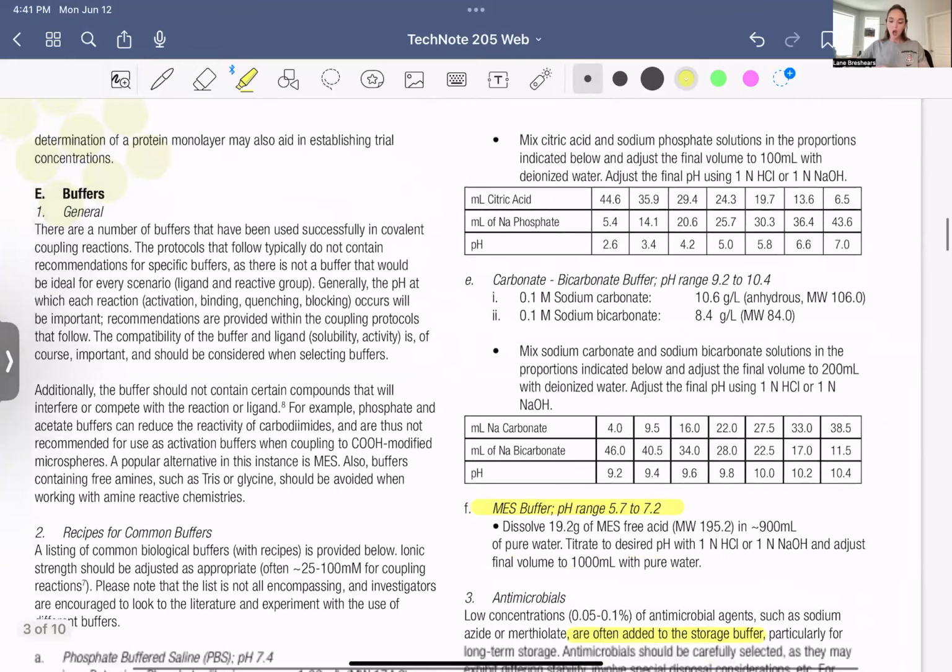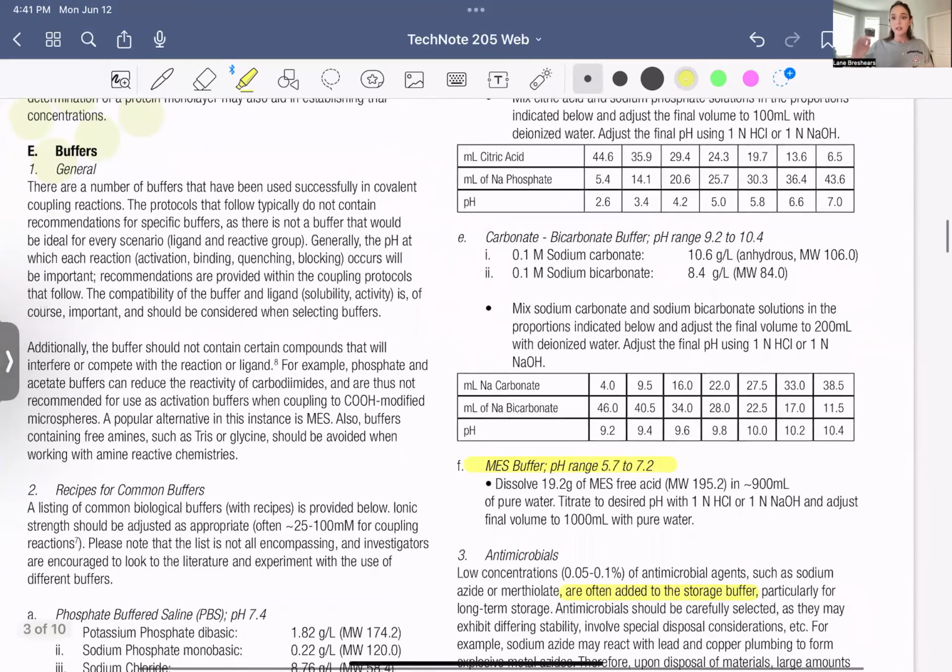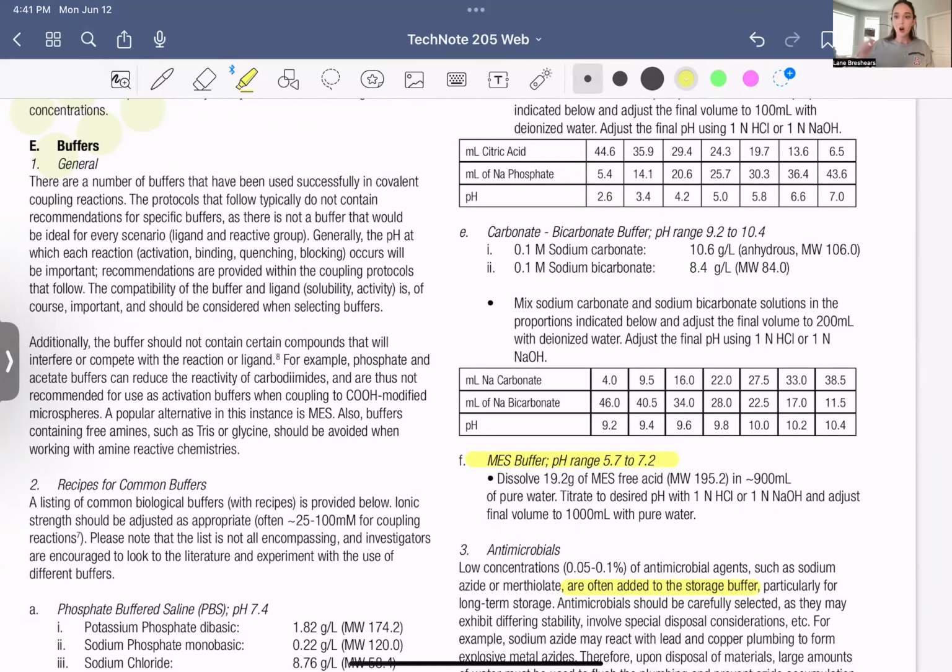Okay. So buffers. This is what it's all about. There are a number of buffers that have been used successfully in covalent coupling reactions. The protocols that follow typically do not contain recommendations for specific buffers, as there is not a buffer that would be ideal for every scenario, scenario being ligand and reactive group. Generally, the pH at which each reaction occurs will be important. So this is what we want to pay attention to. Once we get into the protocol, you'll see they all follow the same format.